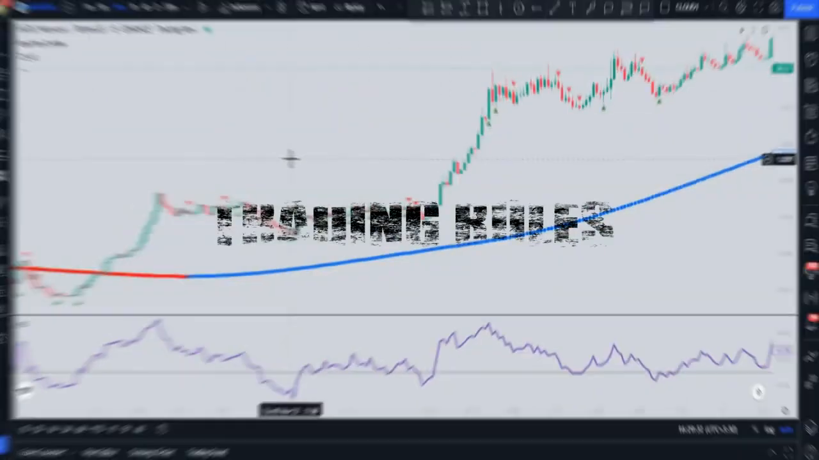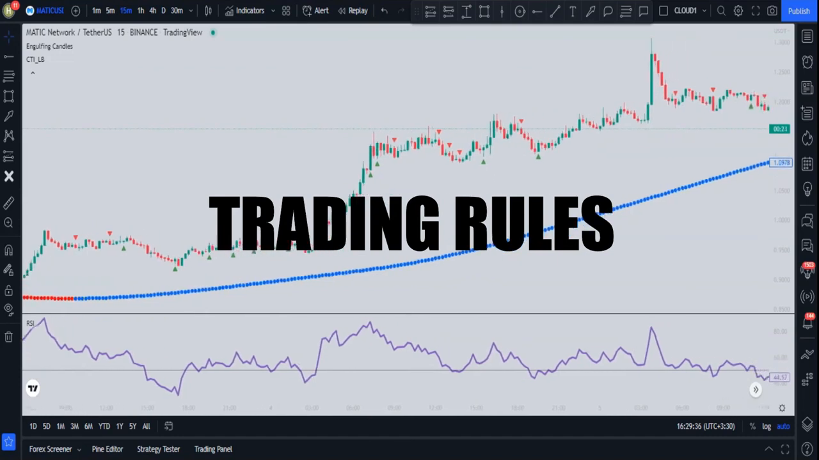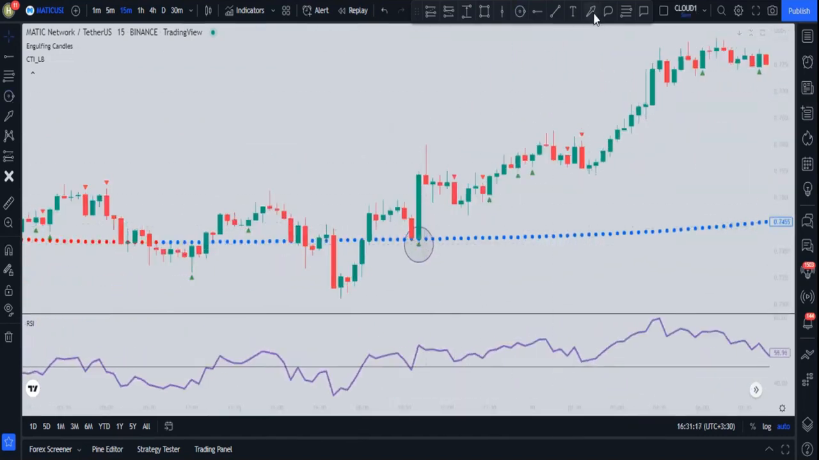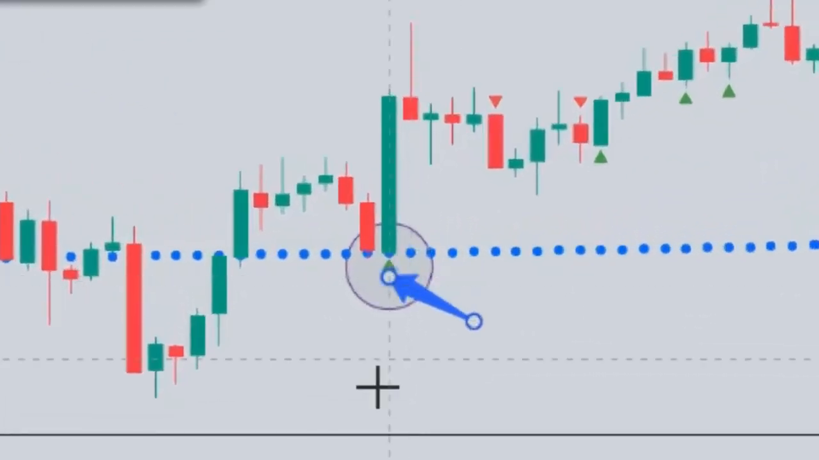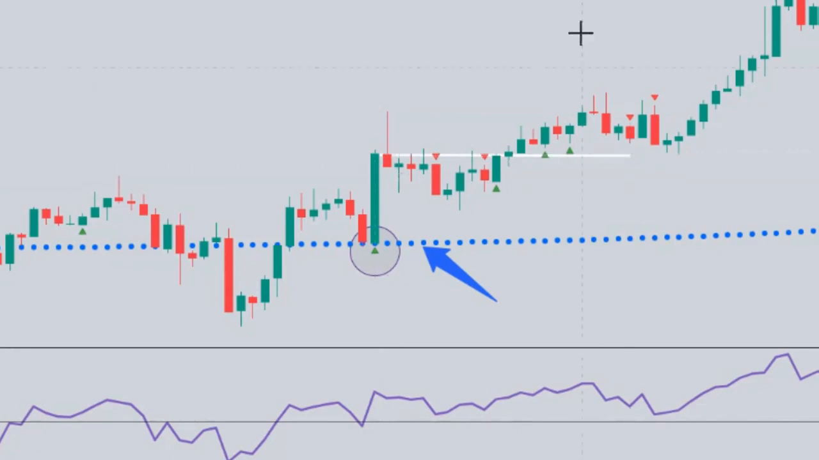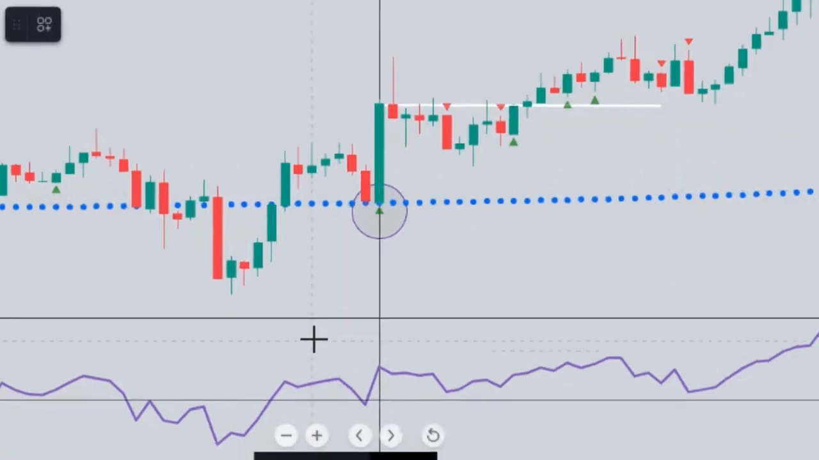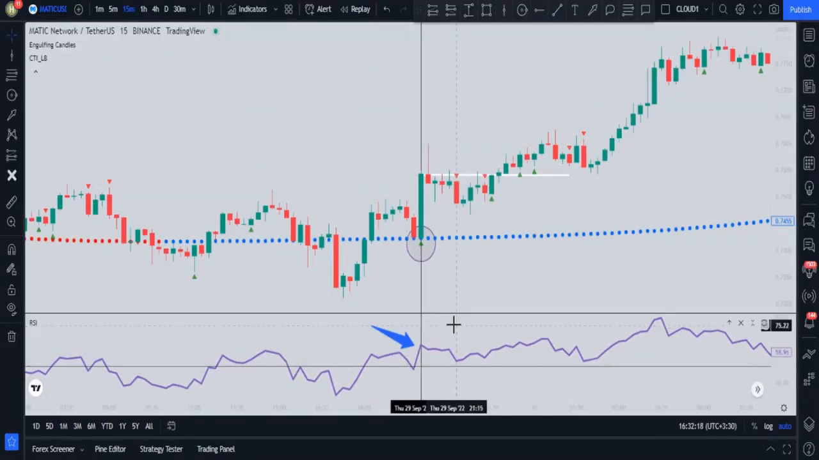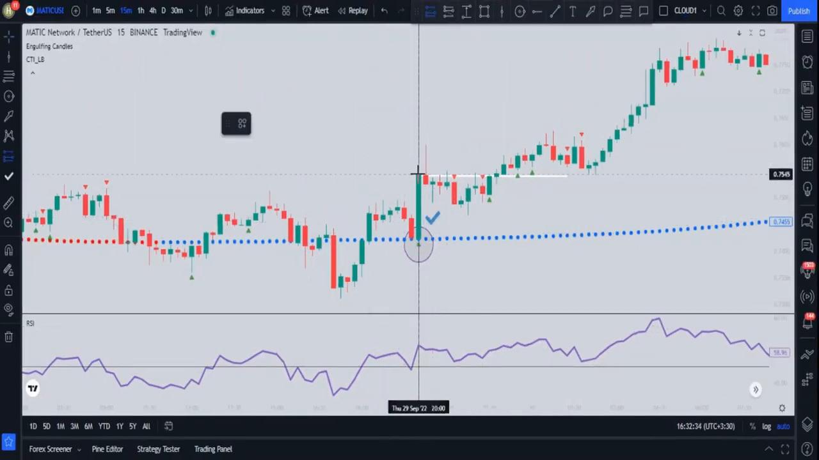Therefore, let's understand the trading rules. So for a buy signal to be valid, the following conditions must be met. First, a green triangle must appear below the candlestick. Second, the CTI indicator dots should be below the price action. And third, the RSI should be above the 50 line. So when all these conditions are met, our buy signal is valid and we can take the buy order.